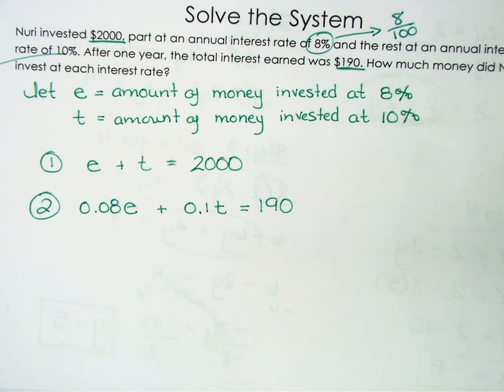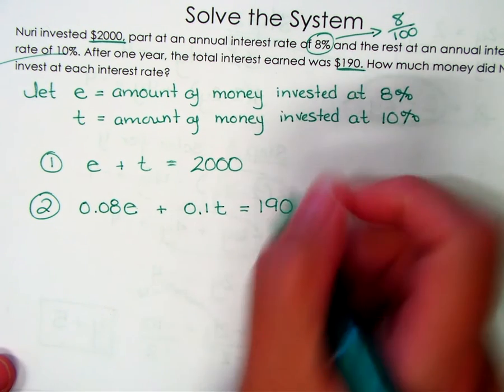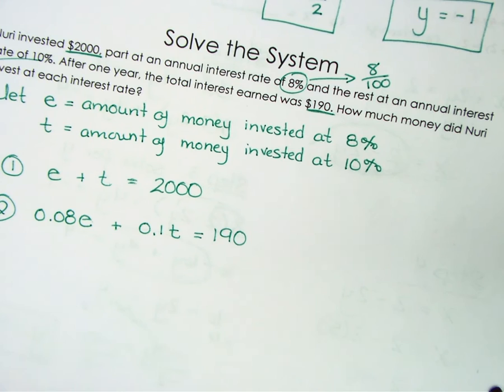All right, so I've created my system, and I'm just going to go ahead and follow the steps. So step 1, obviously, this is the easiest one to reread.